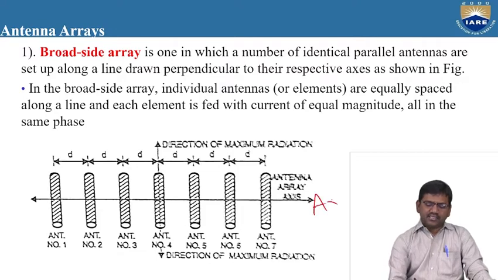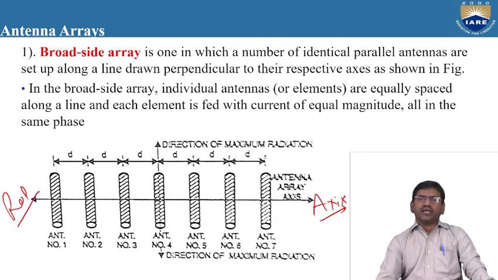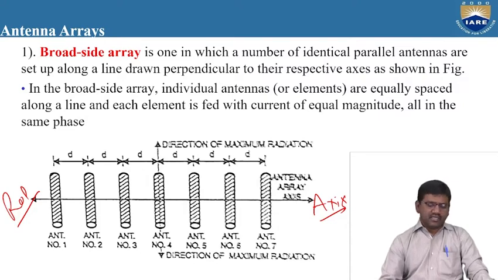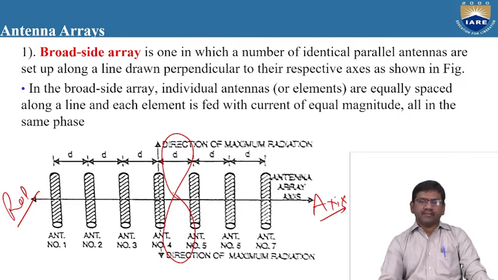This is the axis, or simply a rod. All these identical elements with equal spacing are arranged perpendicular to the axis of the array, and the distance between the elements is a small d, where d is the same between all the elements. For this design of a broadside array, the maximum radiation will be perpendicular to the axis of the array.